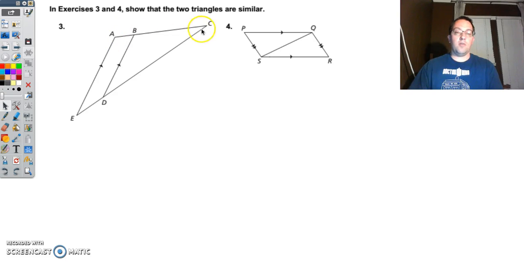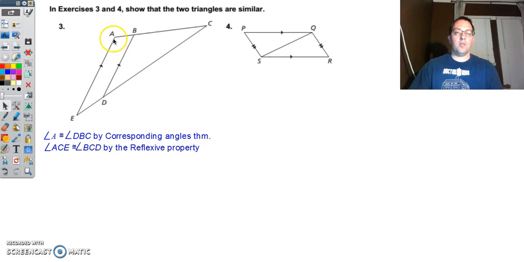Well, let's see. We've got triangle ACE, we've got triangle BCD. They do tell us that these two sides are parallel. And if we've got parallel lines, then we can do stuff with our angles here, right? And so these angles are corresponding. So the measure of angle A is congruent to angle DBC because these are corresponding angles formed by parallel lines.